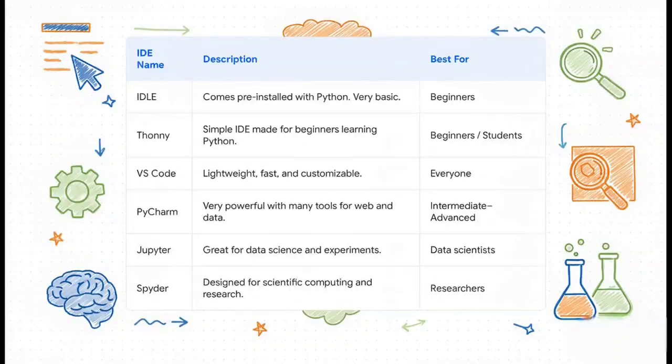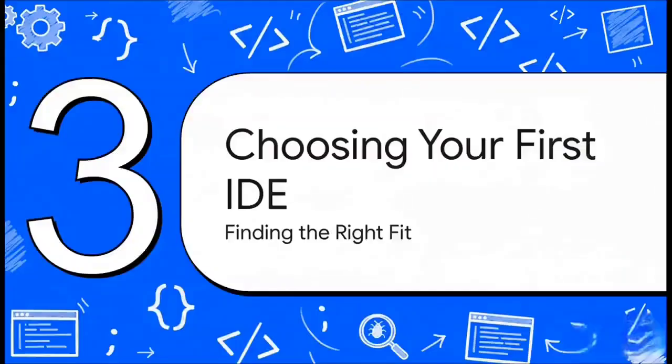If you're just starting, something like IDLE, which actually comes with Python, or Thonny are perfect because they're super simple. As you get more comfortable, you might jump to a do-it-all powerhouse like VS Code. For really big professional projects, PyCharm is the beast. And then you have the specialists, like Jupyter and Spyder, which are amazing for people working with data and scientific research. Okay, that is a lot of options.